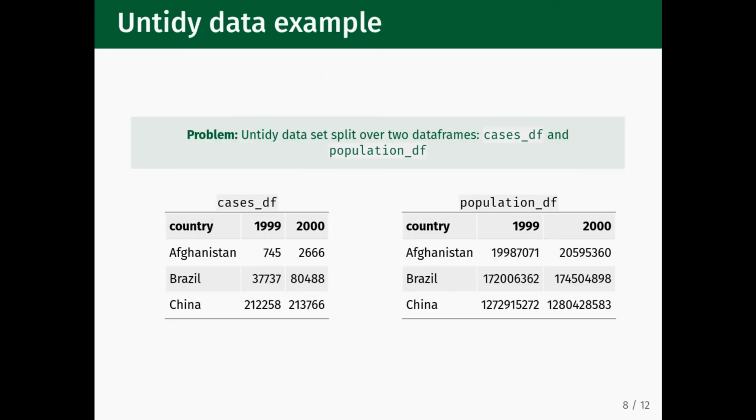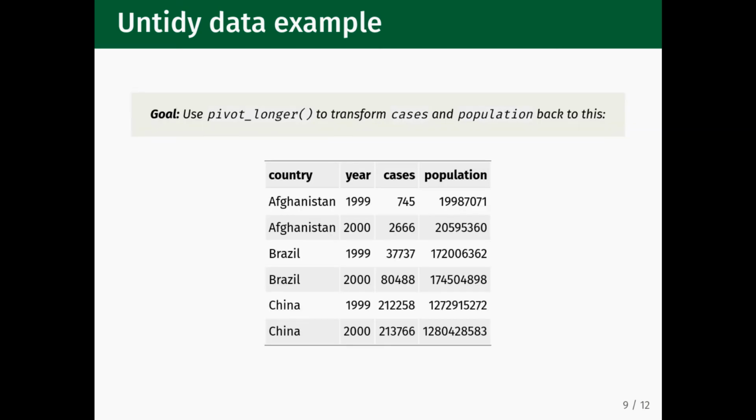Next, let's look at an example of how we can actually use the pivot_longer function to tidy up the messy dataset that we saw earlier. As a reminder, this messy dataset was split into two tables, and each variable was broken up into different columns by year. Our goal is to convert this back into the tidy data frame from the previous video.